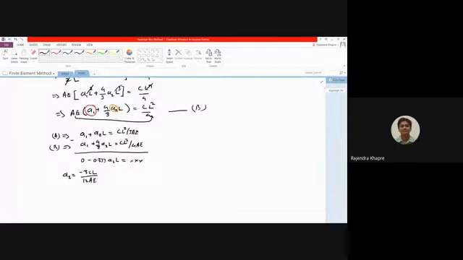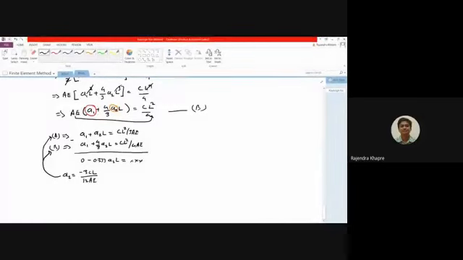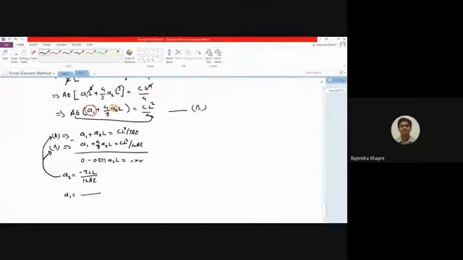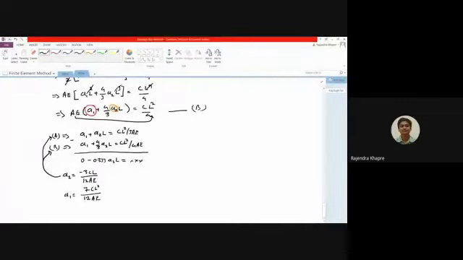I hope this is correct. And later on you can substitute the value of this A2 into either of these expressions. You can substitute it in equation A or equation B, and then you can also get the value of A1. So the A1 value is coming out to be 7 times CL square divided by 12 times AE.